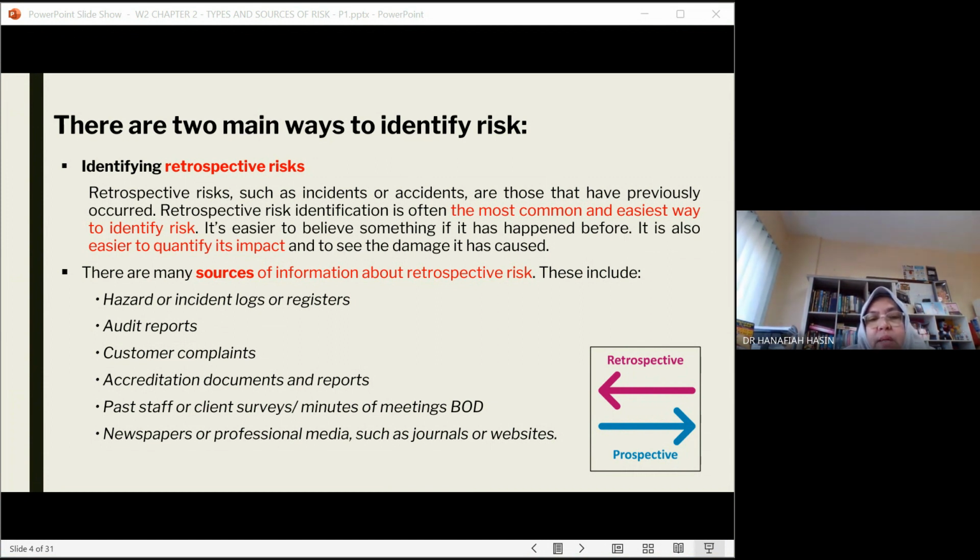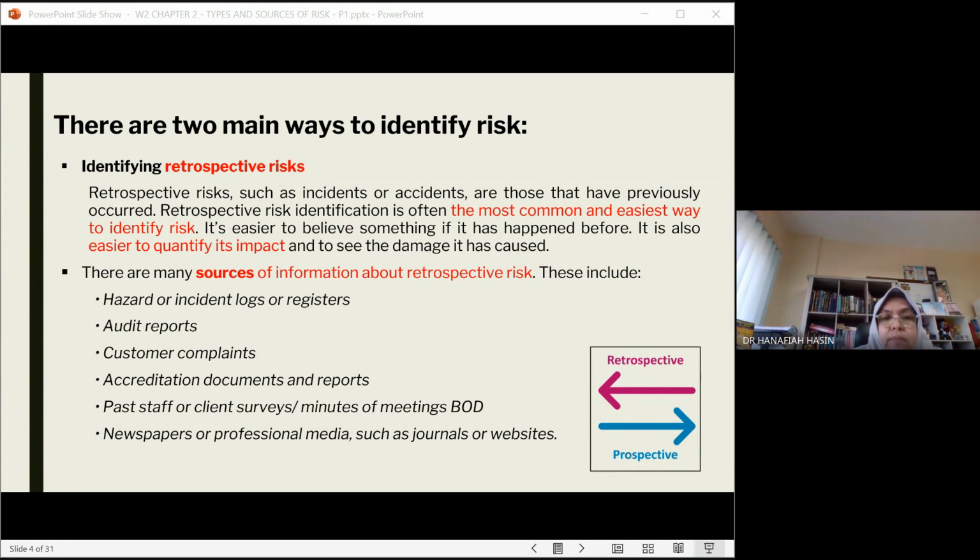So when you look at past incidents or accidents, we can learn from them, and maybe take steps to prevent them from happening again as a precaution. It is easier to quantify the impact of retrospective risk because we can see the actual damage that it has caused. This allows us to assess the severity of the risk and take appropriate measures.